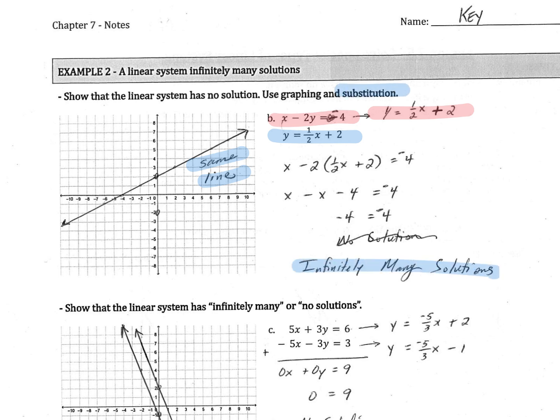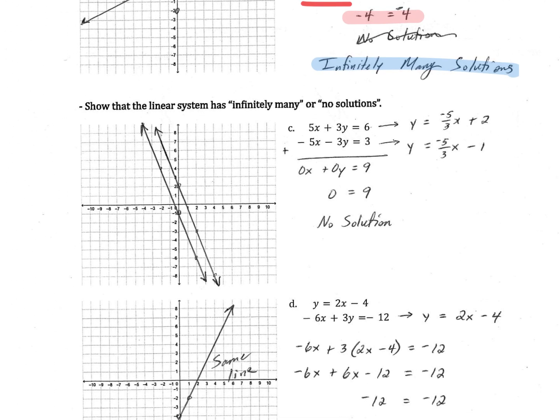The other way we could show that is with substitution. We can set what we see in this second equation into the first equation. We distribute our 2. We combine our x's, and then they go away. And we get this situation where we see negative 4 equals negative 4. That's another way to see infinite solutions. 2 more examples.